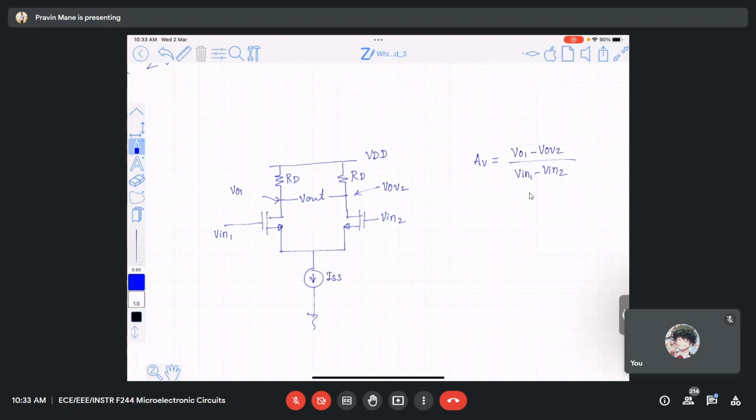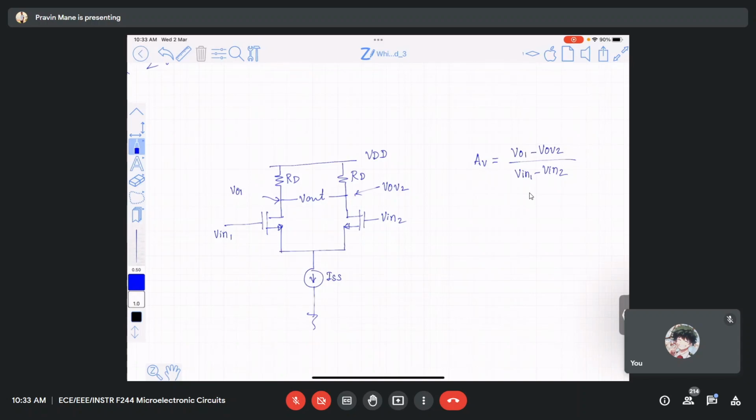What are the different methods available? Large signal and small signal. For small signal, I will draw the small signal model of this and solve it, which is a very tedious process. The simplest way is to apply the principle of superposition. What does the principle of superposition say?